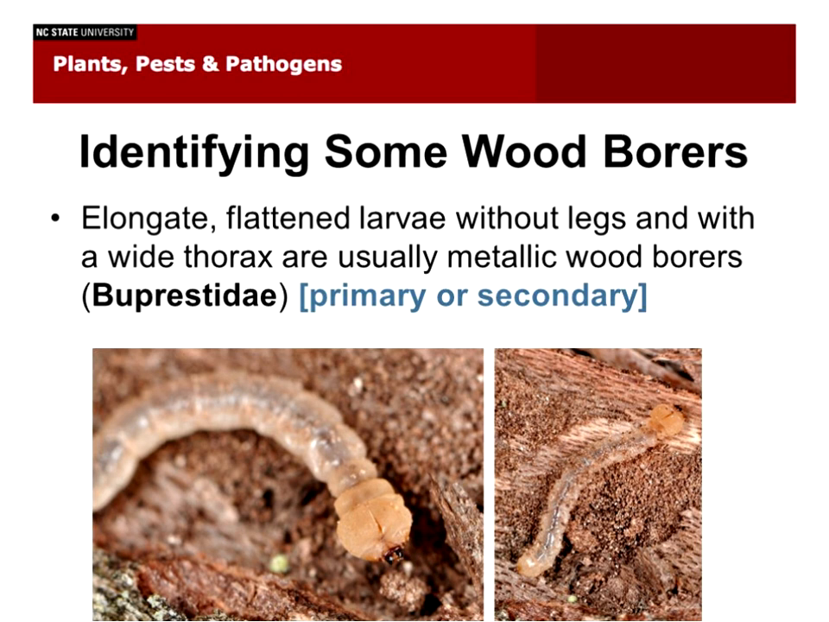Now you have an elongate, flattened larva without legs and with a wide thorax. These are most likely going to be metallic wood borers, or Buprestidae. Like I said, emerald ash borer is one of the primary pests that we know of that's very important to our plants, but most of them are going to be secondary. So if you peel off the bark of a standing dead tree, you may get these elongate, flattish beetle larvae.